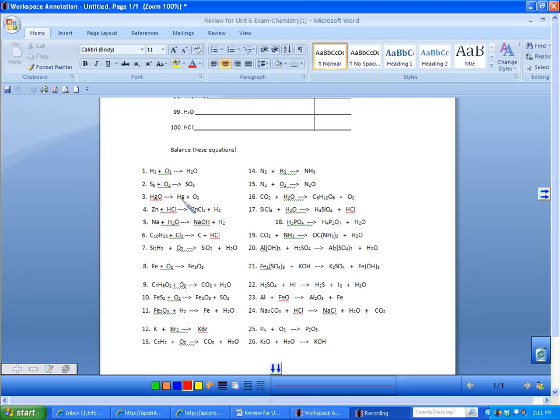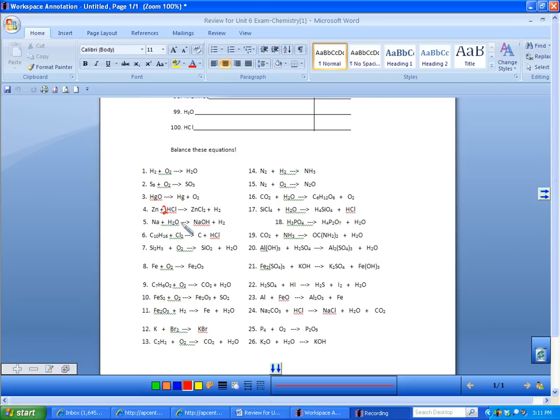All right, 1 mercury, 1 mercury. 1 oxygen, 2 oxygens. So I'm going to put a 2 there, which changes my mercury to 2 on the left. Now I need 2 on the right. Now that one's balanced. Okay, number 4, I have a zinc and a zinc. I have 1 chlorine here, but 2 there, so I'm going to put a 2 there. That changes me to 2 hydrogens here and 2 hydrogens here, so I'm good.